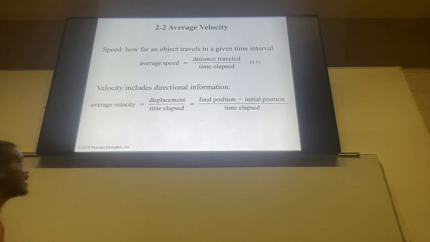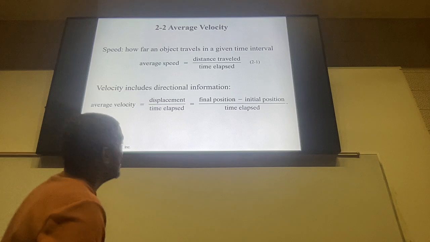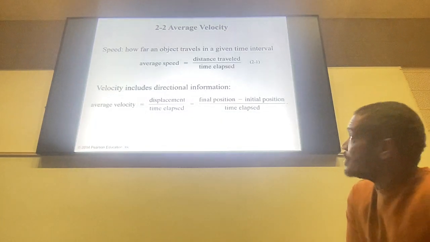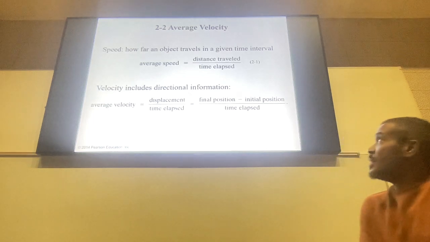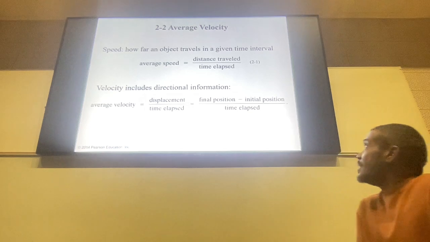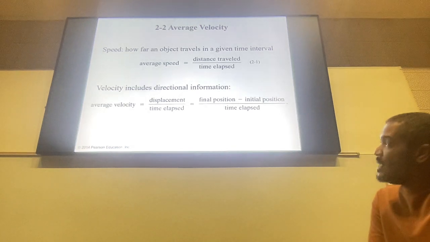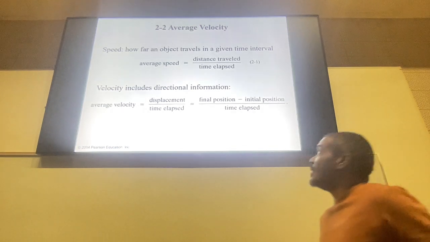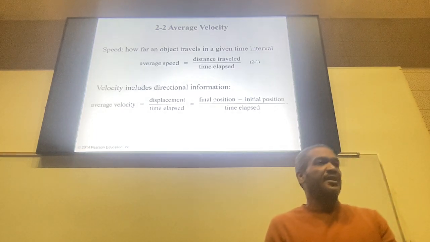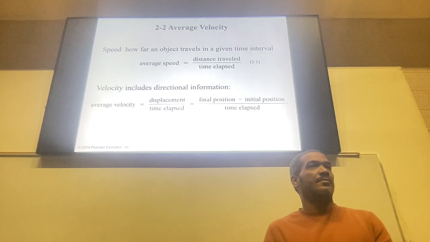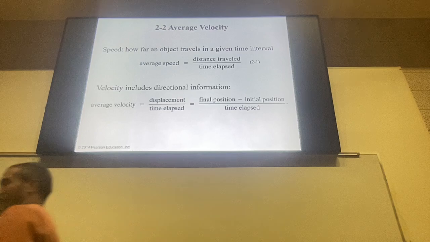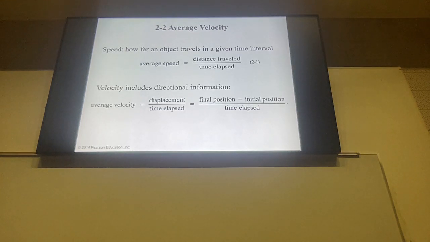So, like I say, that leads us to some equations. Average speed: speed is how far an object travels in a given time interval. Speed is distance divided by time elapsed, right? Velocity includes direction. You must have the direction when we're talking about the velocity. Right?